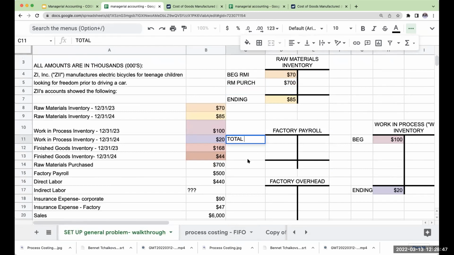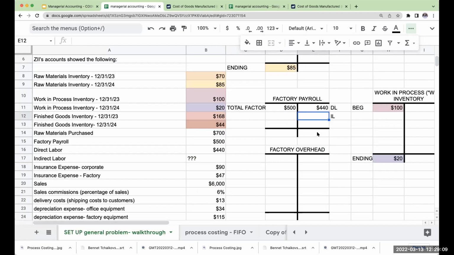Now, my total factory payroll is over here at 500. Remember, this is made up of two parts. Right over here, it's going to be direct labor, and it's going to be indirect labor. Okay, my direct labor is 440. Okay, I don't know what my indirect labor is yet, but we're going to solve that on the next video. Ooh, suspense.